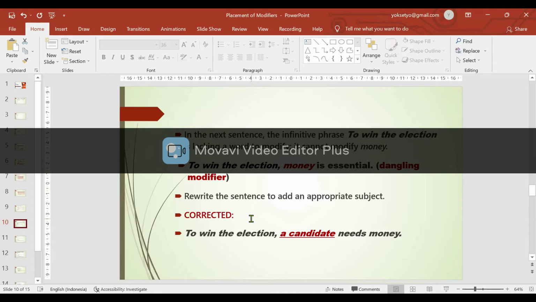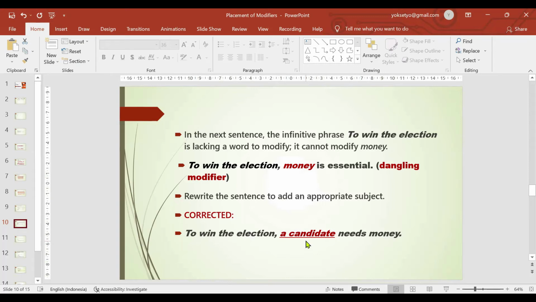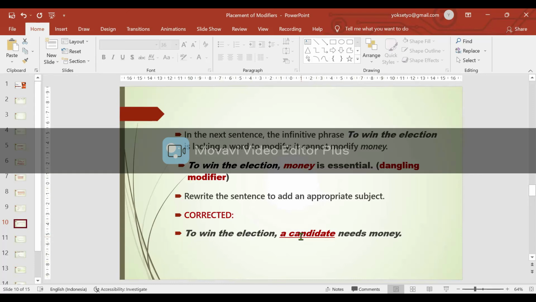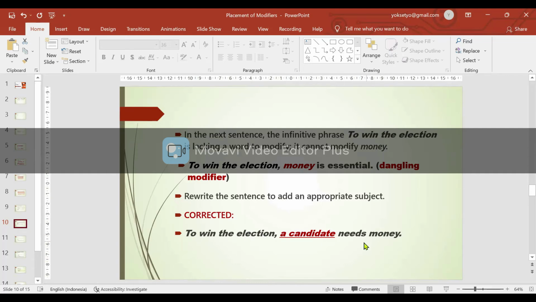So it must be corrected. To win the election, a candidate needs money. So you have to change the subjects, so that the subject of these clauses is the same, right? Meaning to say that the candidate wins the election, and then the second clause, a candidate needs money.